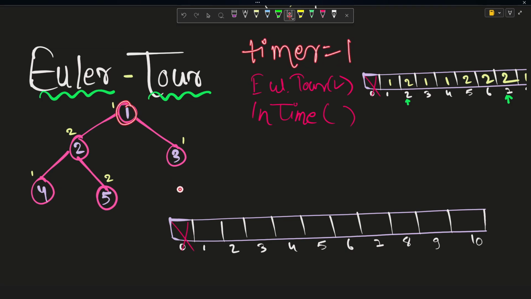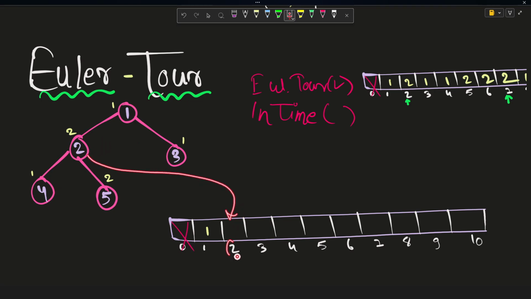When we are present at this first node, I will say that the value this array will contain for the first node will be equal to 1, that is the timer value. Now I will move to the left part and stand at the second node, and since I am standing at the second node, the value of the timer will get increased by 1. Since it was 1 before, now it will be equal to 2, so this value will be equal to 2.